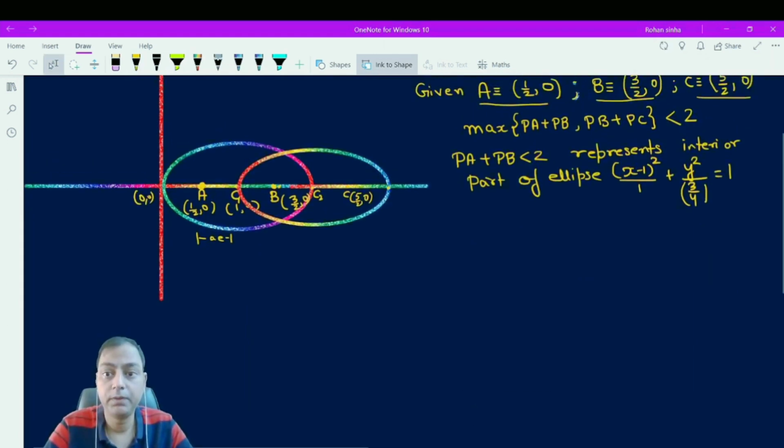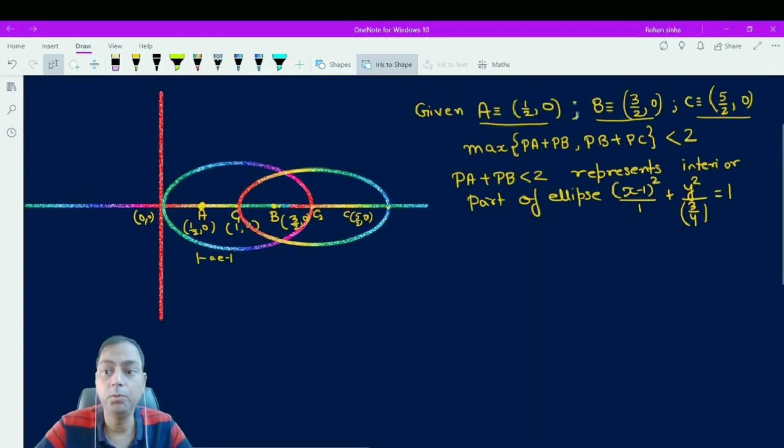Now PA plus PB less than 2 represents the interior part of the ellipse (x minus 1) whole square by 1 plus y square whole divided by 3 by 4 is equal to 1. Now what about PB plus PC less than 2?